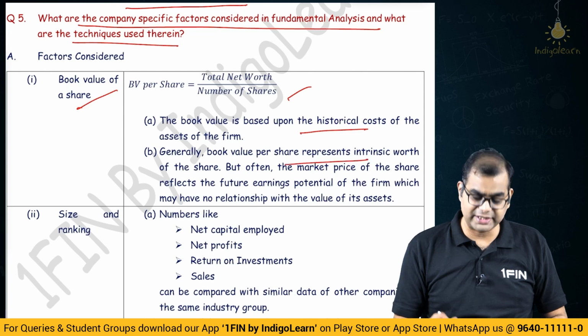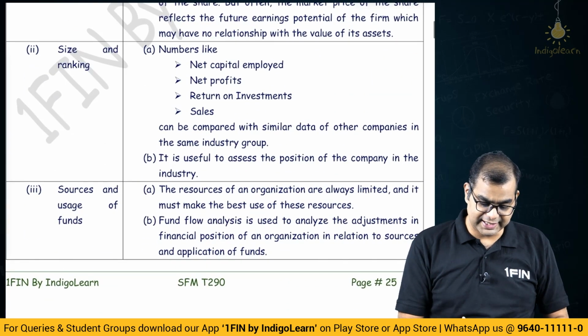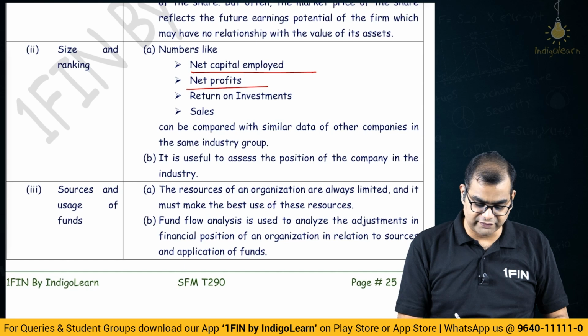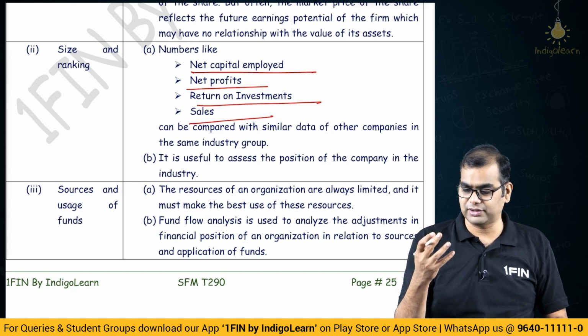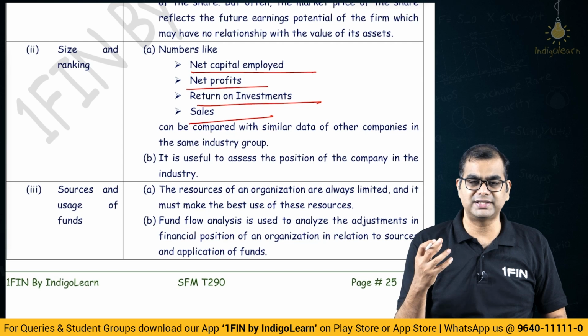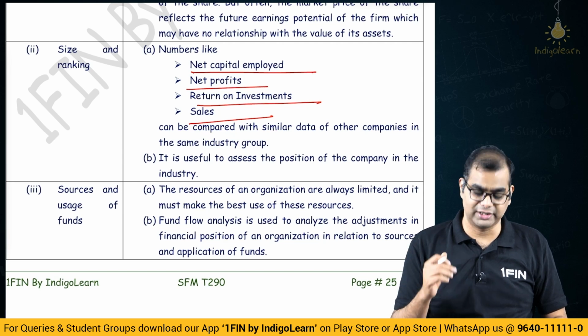Book value represents intrinsic worth of the company. Size and ranking: numbers like net capital employed, net profits, ROI, sales can be compared with other companies, and you can arrive at a relative size compared to your peers and figure out whether you are in a leadership position or not in a leadership position.